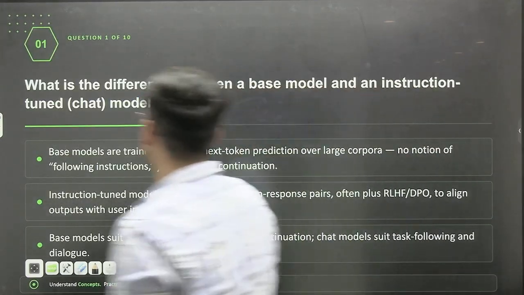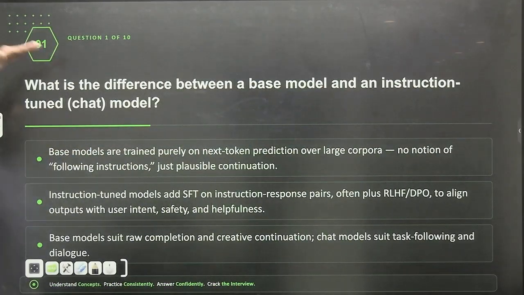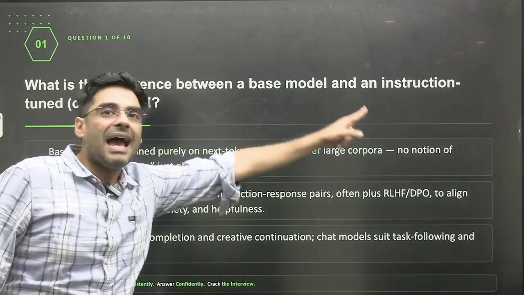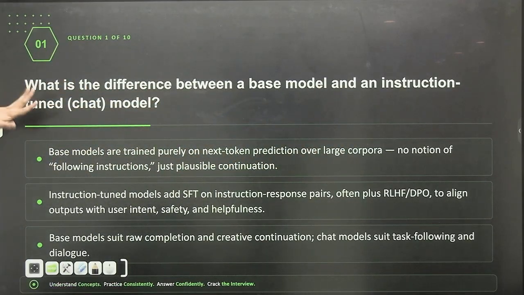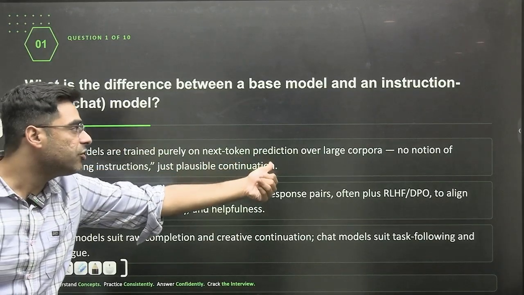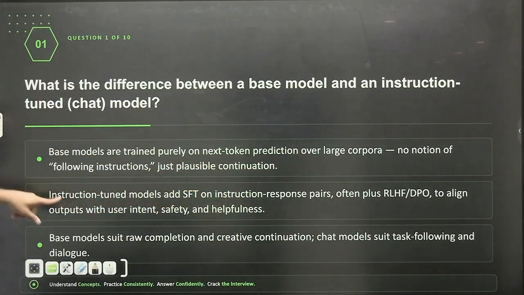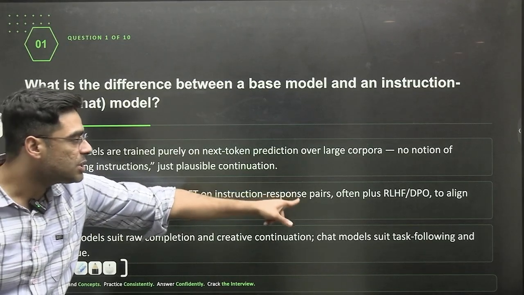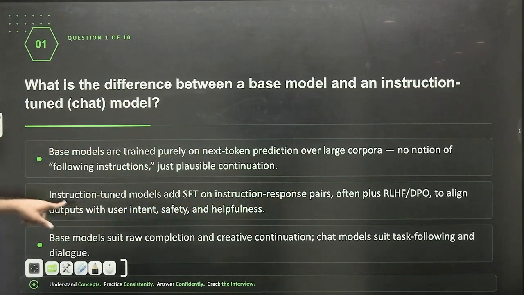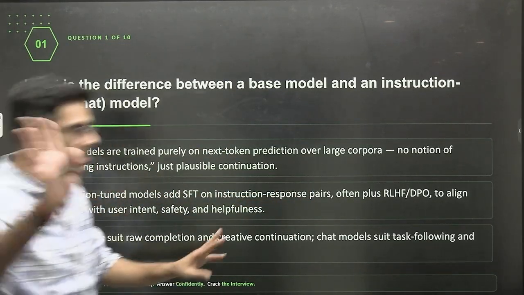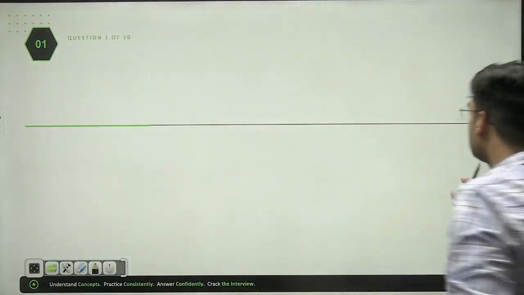So the first question that you should always know is: what is the difference between a base model and an instruction-tuned model? See, base models are trained purely on next-token prediction over large corpora, and the instruction-tuned models add supervised fine-tuning on instruction-response pairs, often to align outputs with user intent, safety and helpfulness. I would just show you a very simple example.